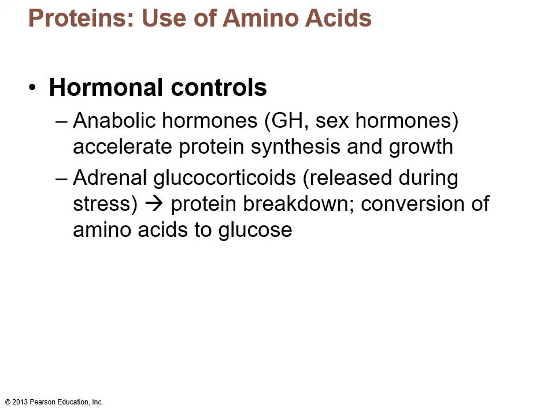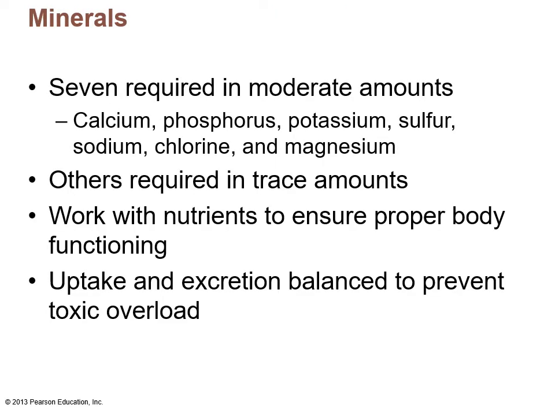So what do you use amino acids for? You use them for producing hormones. A lot of your hormones are protein-based. Anabolic hormones, growth hormones, sex hormones accelerate protein growth and synthesis of proteins. Adrenal glucocorticoids released during stress cause proteins to be broken down, converting those proteins, those amino acids, into glucose. So this is how you use amino acids.